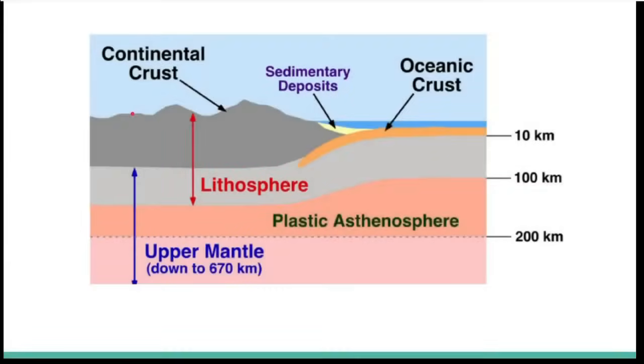Here is another diagram showing the continental crust and the oceanic crust. As we can see here, the continental crust is much thicker compared to the oceanic crust. However, the oceanic crust is denser or has greater density compared to continental crust. And in this diagram, it can be seen that the lithosphere is made up of both the crust and the upper mantle.